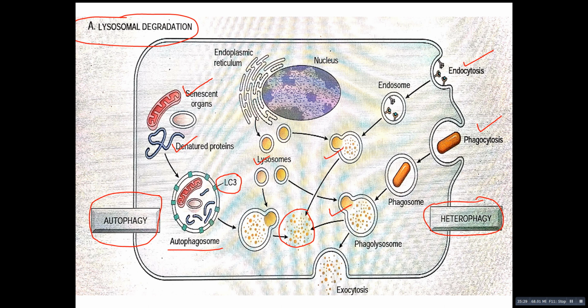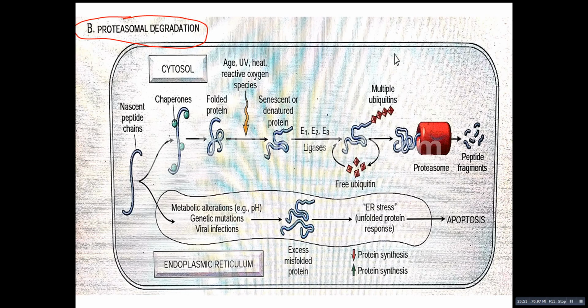Now this is lysosomal degradation followed by proteasomal. Now what is proteasomal degradation? Let us see. Now there are two sides. One is the cytosol, another side being the endoplasmic reticulum. So first of all, nascent peptide chains are formed. As we know, chaperones regulate protein folding. Proteins are folded, now everything is fine, but because of age, UV, heat, reactive oxygen species, all of these products, the proteins will become what? Old, that is, they become senescent and denatured.